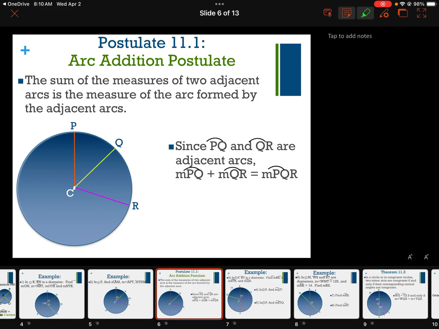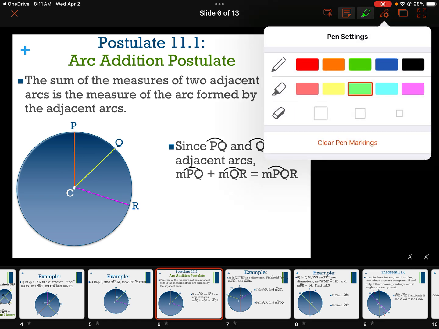This is section 11.2. We're going to look at postulate 11.1. It's called the arc addition postulate. The sum of the measures of two adjacent arcs is the measure of the arc formed by the adjacent arcs.